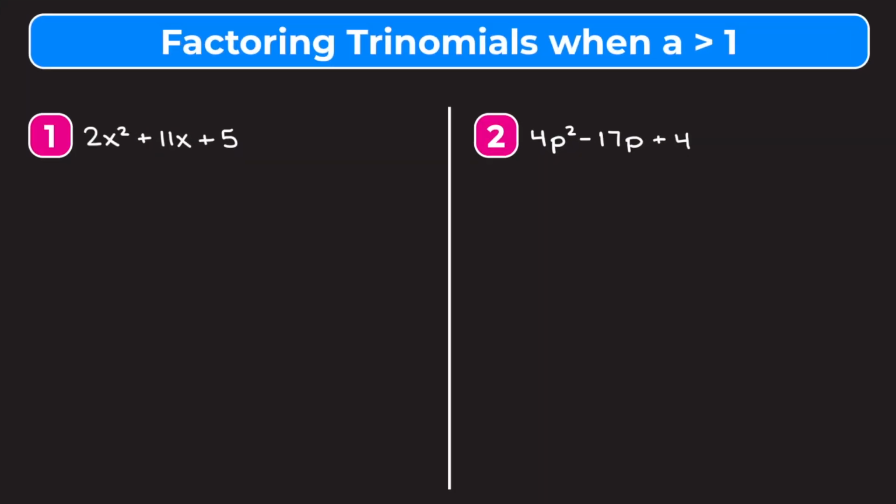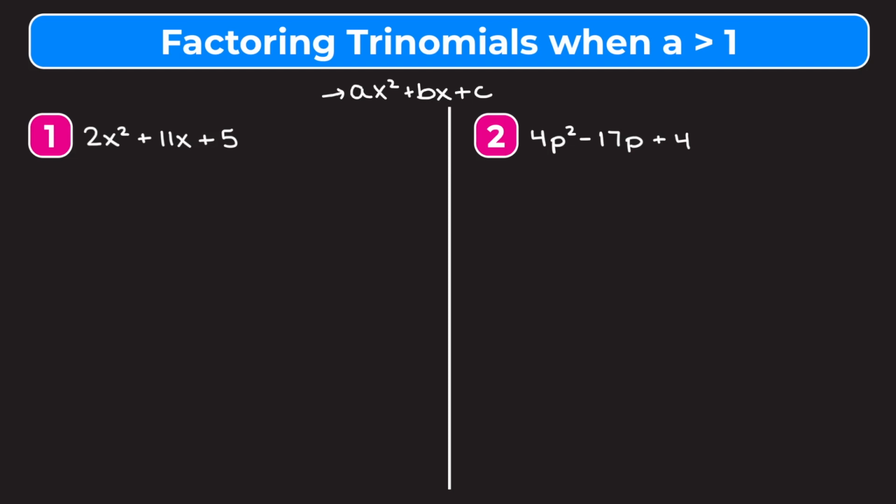So in this video, we're learning how to factor trinomials when a is greater than 1, and we are looking specifically at quadratic trinomials, so where we have some variable squared. Like in number 1, we have an x squared, in number 2, we have a p squared. So remember that the general form for these trinomials is ax squared plus bx plus c. So we're doing problems where this a value is greater than 1.